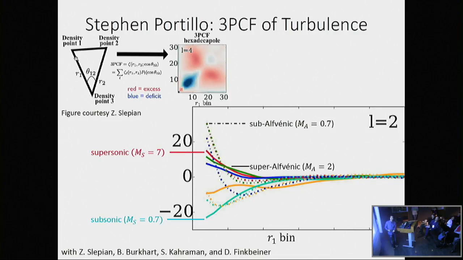So we've shown that this 3-point correlation function statistic can actually help you tell the difference between supersonic and subsonic simulations. And there's a nice continuum as you go between these two states. It also has some sensitivity to the magnetic field configuration. We can tell the difference between sub-Alfvénic and super-Alfvénic simulations. So that's all I wanted to say about this project. Talk to me if you want to know more.